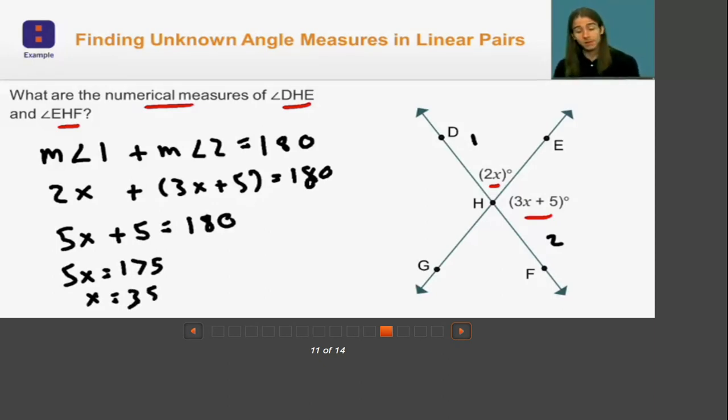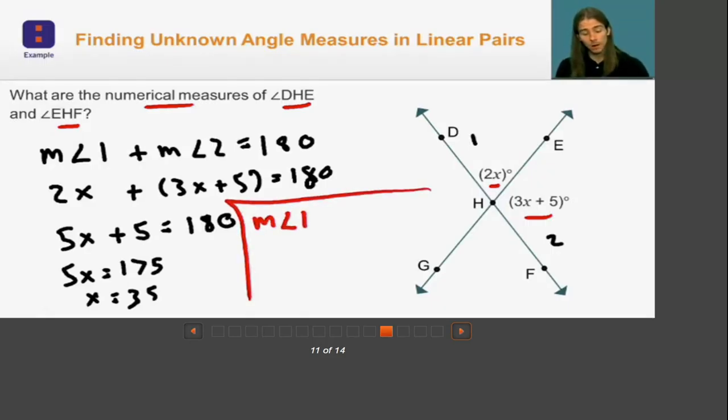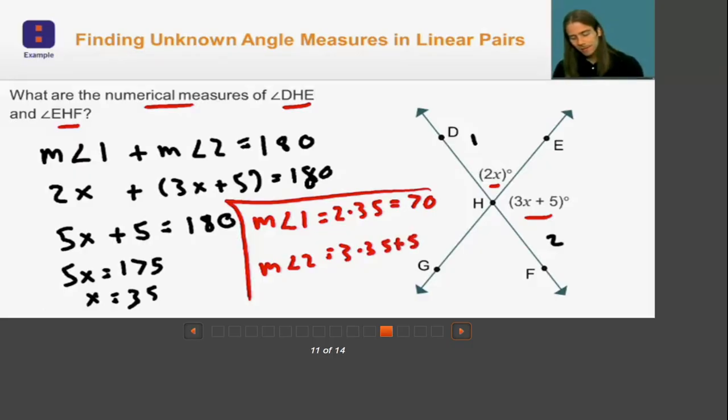What we want to do next is take our value for x and substitute it into the expressions for the measure of angle 1 and the measure of angle 2. When I substitute that into the first expression, 2 times x, that's 2 times 35, and that's equal to 70. On the next expression, I will go 3 times 35 plus 5, and I'll see that that is equal to 110 degrees. One other way that I could have done this problem was by using the fact that they're linear angles and subtracting 70 from 180 to get 110 for the measure of angle 2.